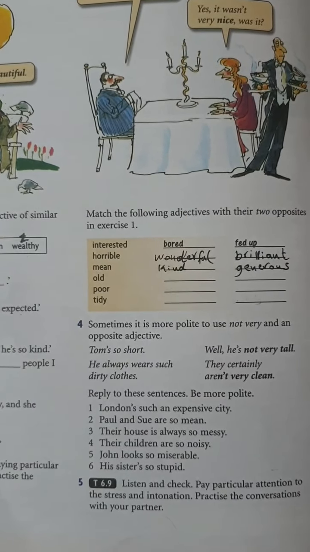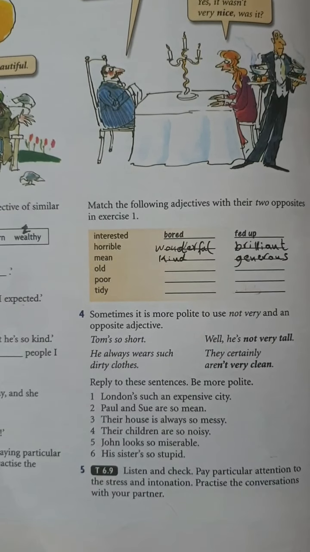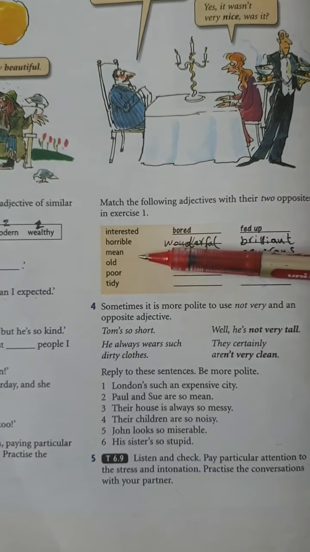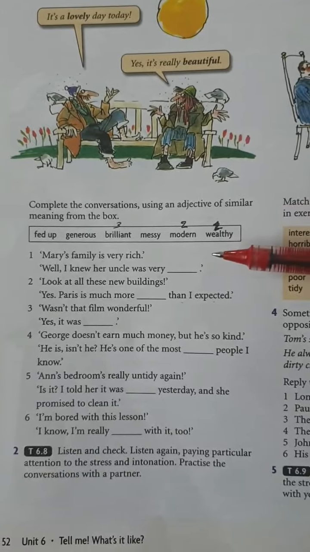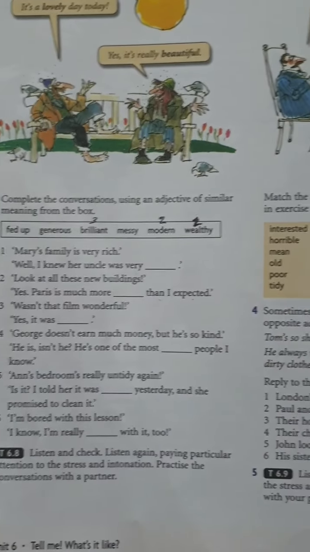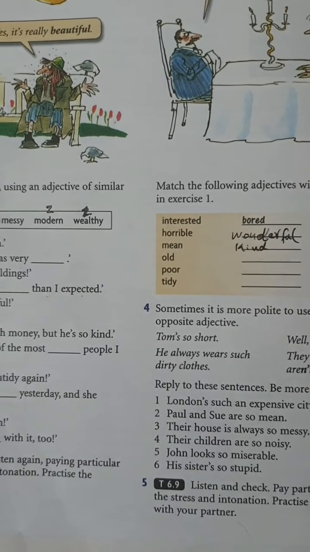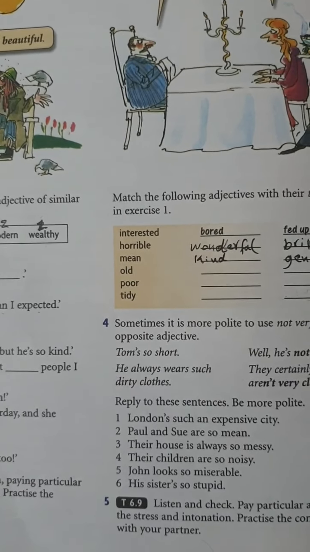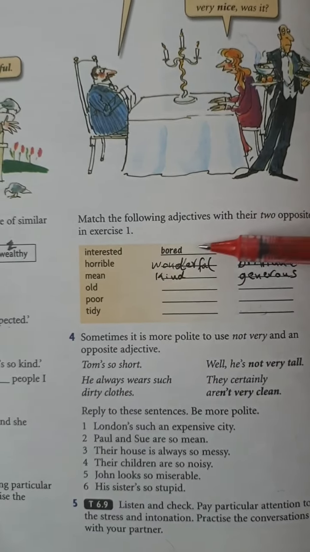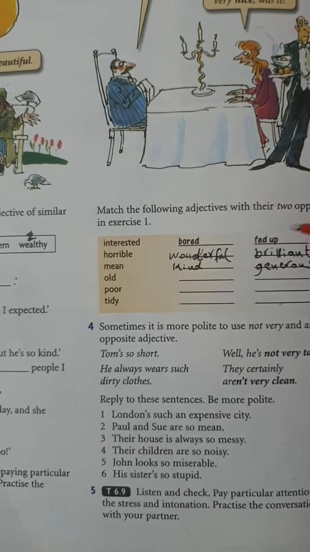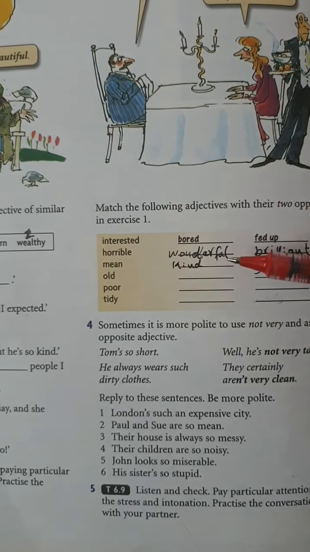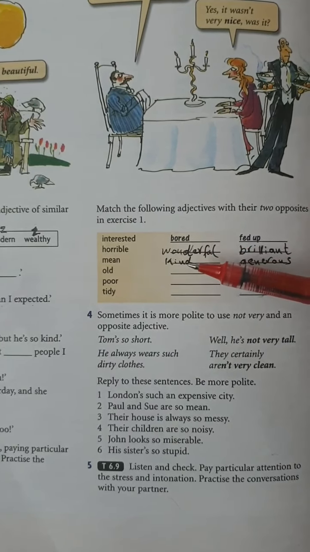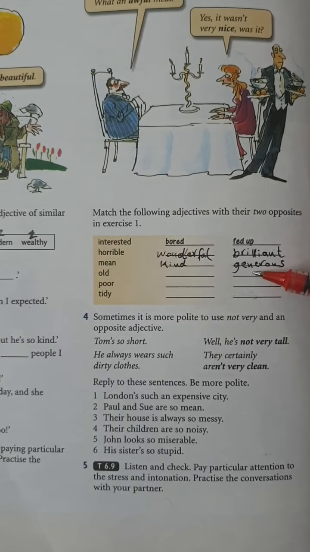Exercise number 3. Match the following adjectives with their two opposites in exercise 1. So you have to match these adjectives with their antonyms which were given in exercise 1. راح توصلون الصفات مع متناقضاتها اللي مطلقكم إياها بالتمرين الأول. So interested اللي هي مهتم، المناقض إلها bored fed up. Horrible المناقض إلها wonderful brilliant. Mean المناقض إلها kind و generous.